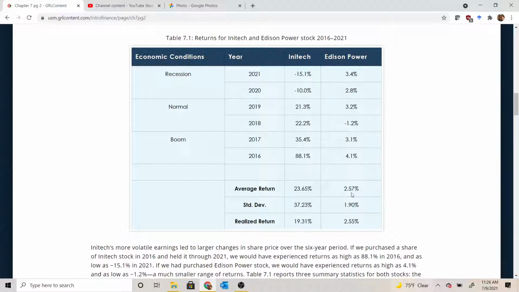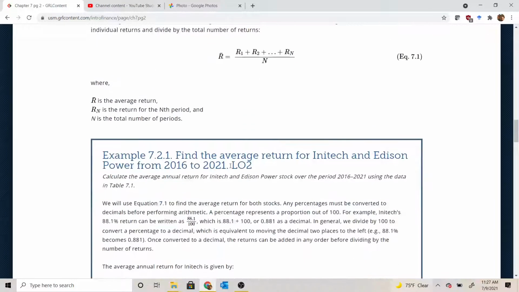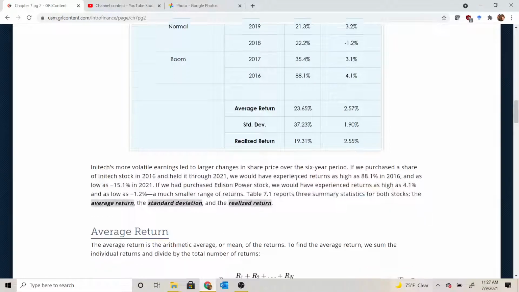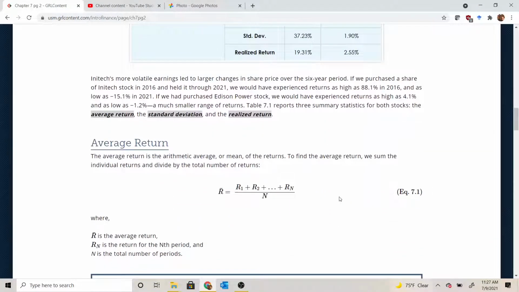So we can calculate some basic statistics to get our arms around what these returns look like, what the data look like, and what they tell us about what it would be like to invest in these companies. The first one we'll look at is the average return, and this is what's calculated in example 7.2.1, right below this. And the average return is just an arithmetic average that you've been calculating since middle school. We're going to calculate it using equation 7.1, where we're going to add up all of the returns and then divide by the number of returns that we see.